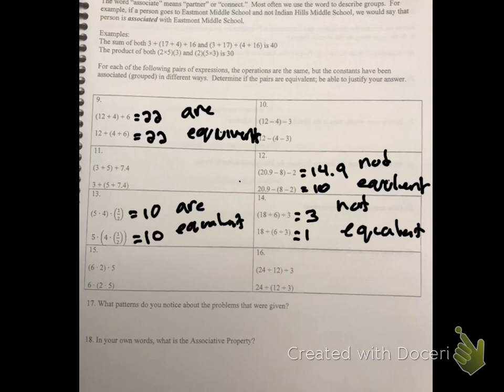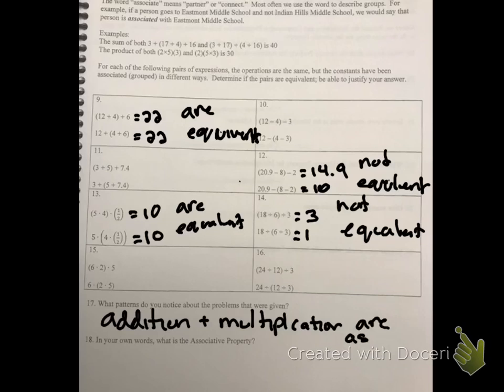So, patterns, what you should notice. Addition and multiplication are associative. And then number 18, in your own words, describe what the associative property is.